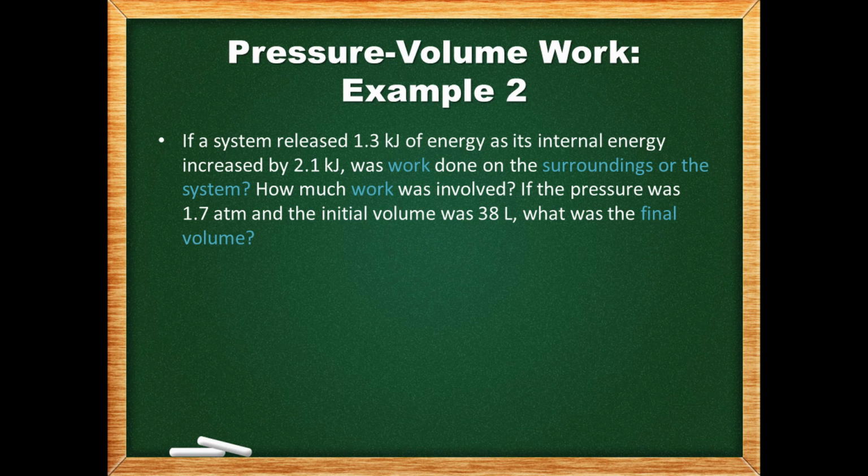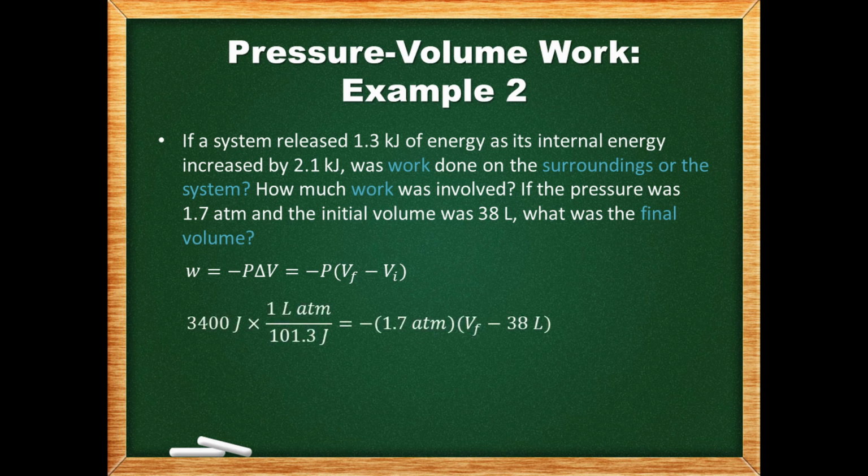Next, if the pressure was 1.7 atmospheres and the initial volume was 38 liters, what was the final volume? We have values for work, pressure, and initial volume, so our equation for pressure work should be of use. We can rewrite the change in volume as the final volume minus the initial volume, seeing as we would like to solve for the final volume. We can plug in the values we were given and also the work we calculated earlier in the question.